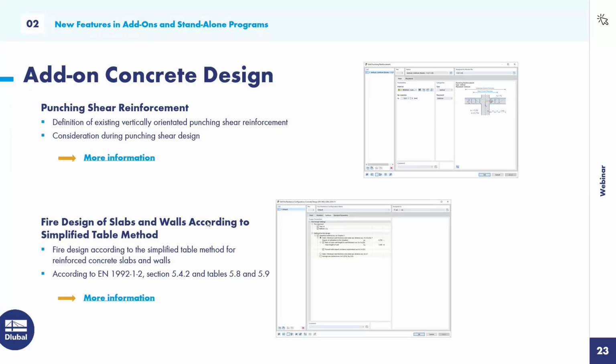I'm now continuing with the features for the concrete design add-on. The first is the punching shear reinforcement feature, which allows you to define an existing vertically aligned punching shear reinforcement. This is considered in the punching shear check afterwards. In addition, the fire design using the simplified table method is available for reinforced concrete floors and walls.